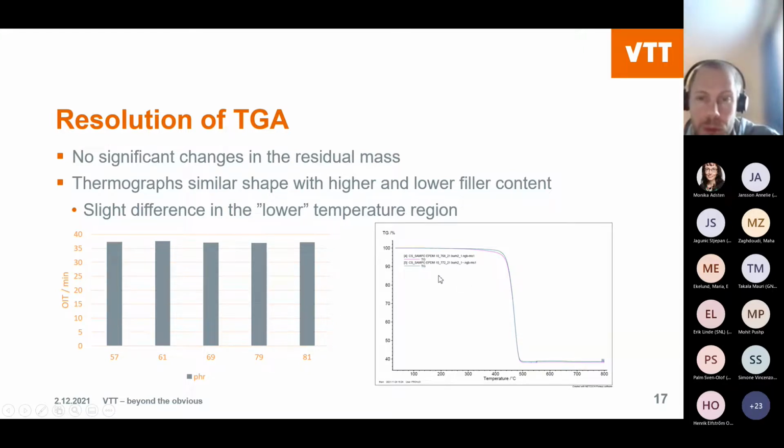Here we have two samples. The pink one is the sample with low amounts of fillers, and the blue curve is the sample with higher filler amount. So basically the only difference that we see with these samples is in the low temperature region, in how the material starts reacting here around, let's say, 400 degrees. So perhaps we should also look at this part of the curve in more detail.